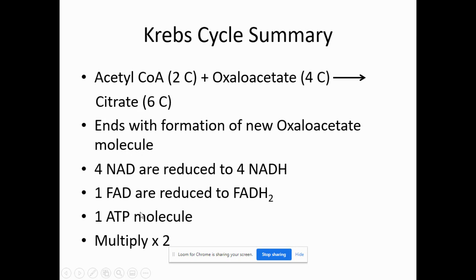You have an ATP molecule being produced. All right. Now these numbers look different than what we went over before because you have to multiply them times 2. For every breakdown of a glucose molecule, you get 2 pyruvate molecules, which are transformed into 2 acetyl-CoA molecules. So it can run twice for every breakdown of one 6-carbon glucose molecule.